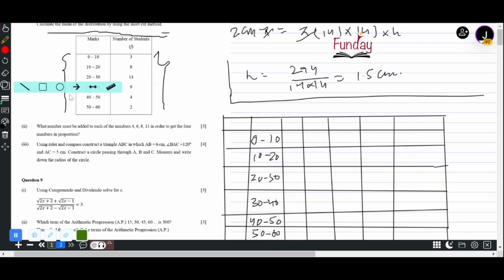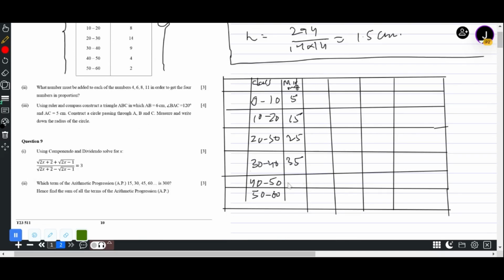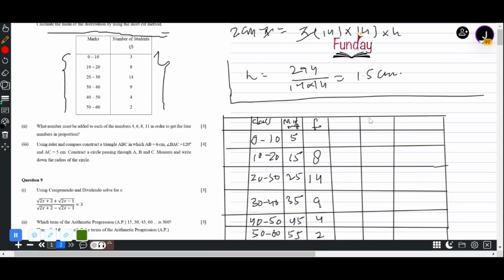Right. So we will write what are the numbers here. We have 0 to 10. So first will be the marks, 0 to 10, we have 10 to 20, we have 20 to 30, we have 30 to 40, we have 40 to 50, we have 50 to 60, and students, that is the class.